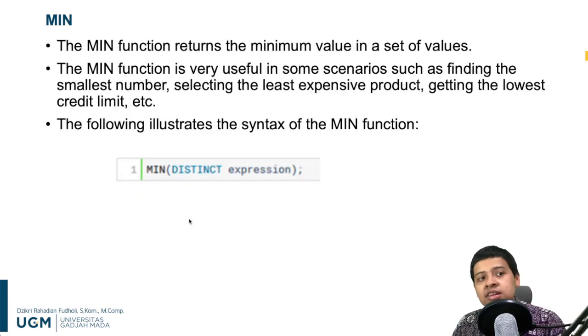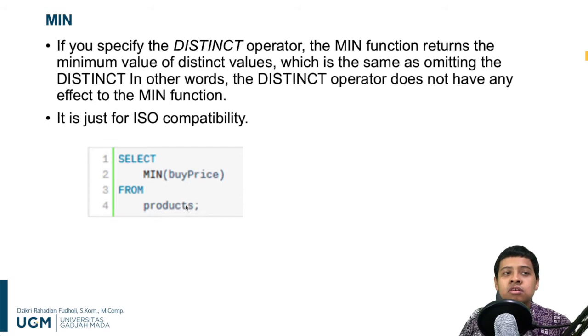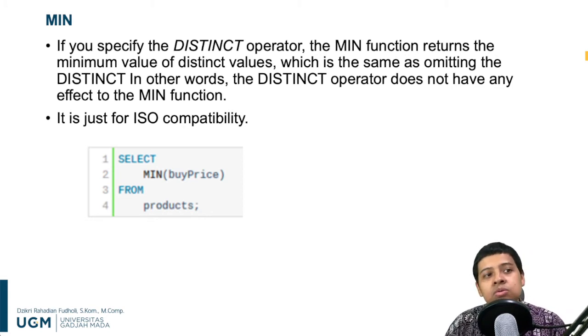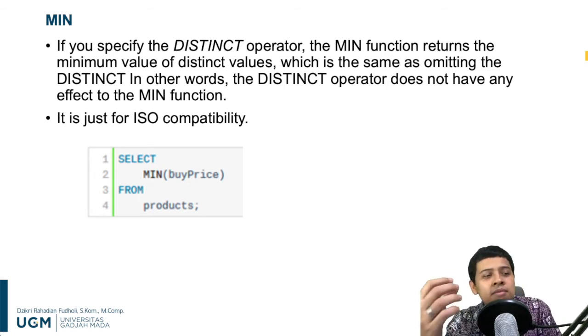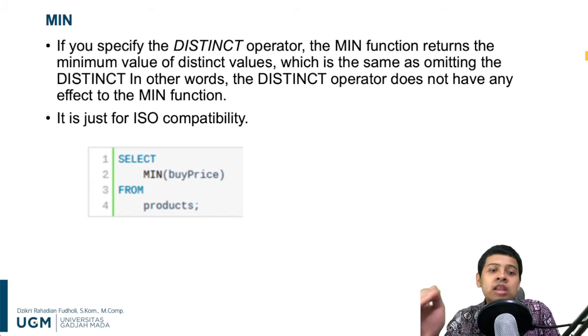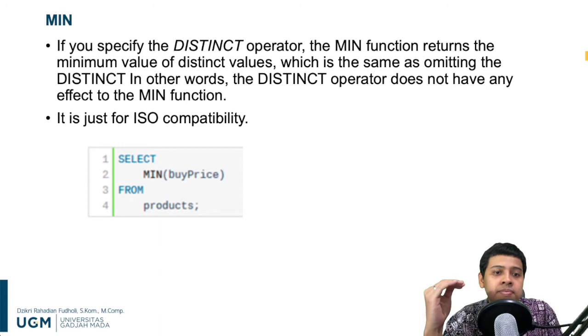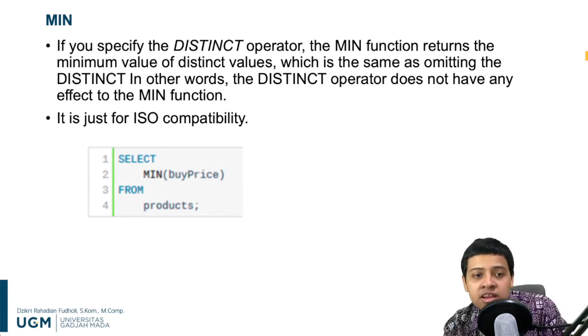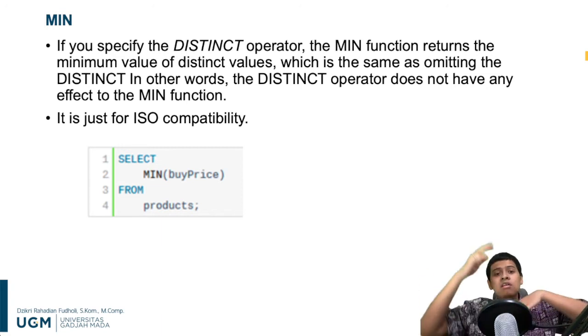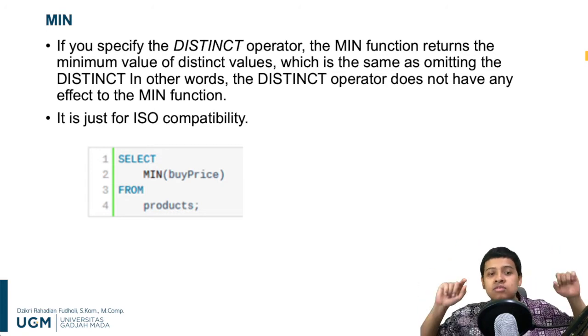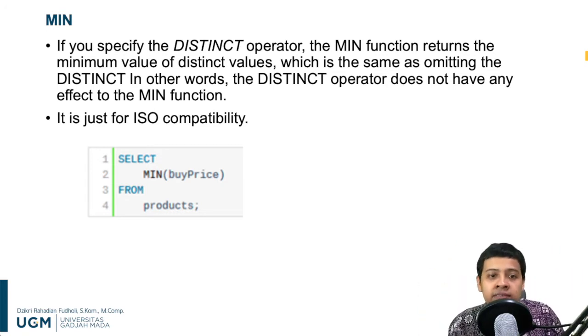The distinct, just like in max, is not functioning properly, and the reason it's there is just for ISO compatibility. So max and min use one value to get one value, so the distinct doesn't have any effect at all. But for the rest of the aggregate functions, we use all of the values or more than one value, so the distinct really takes effect.